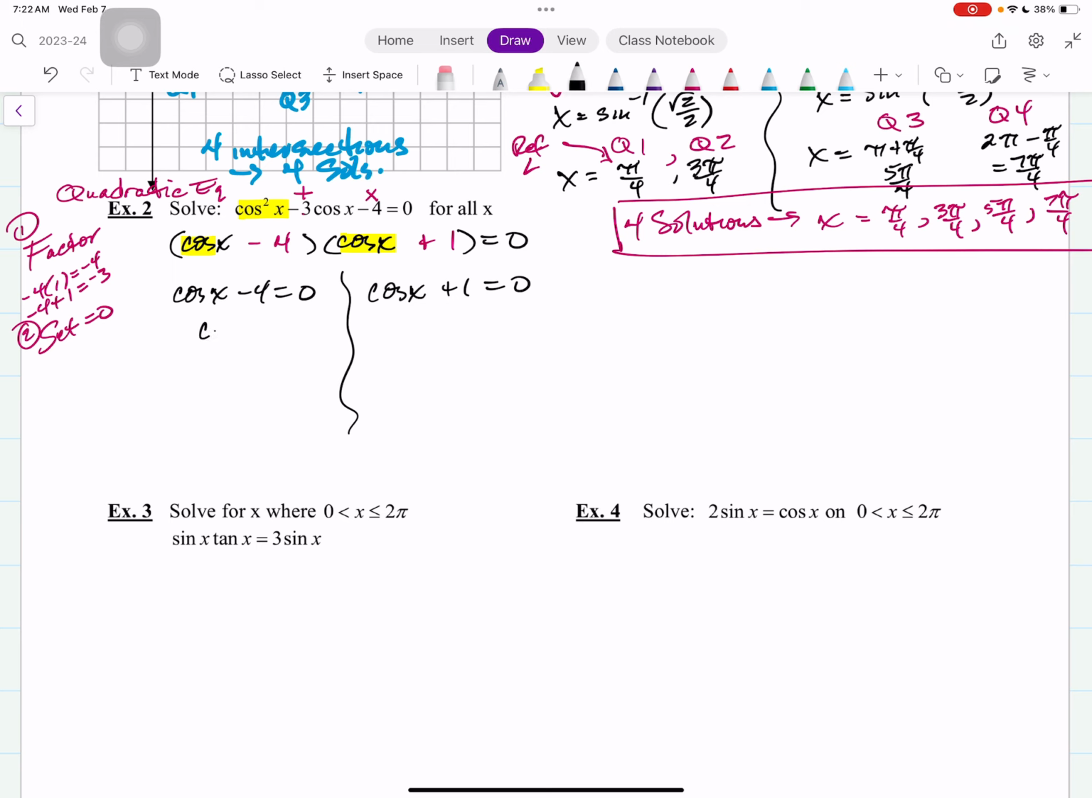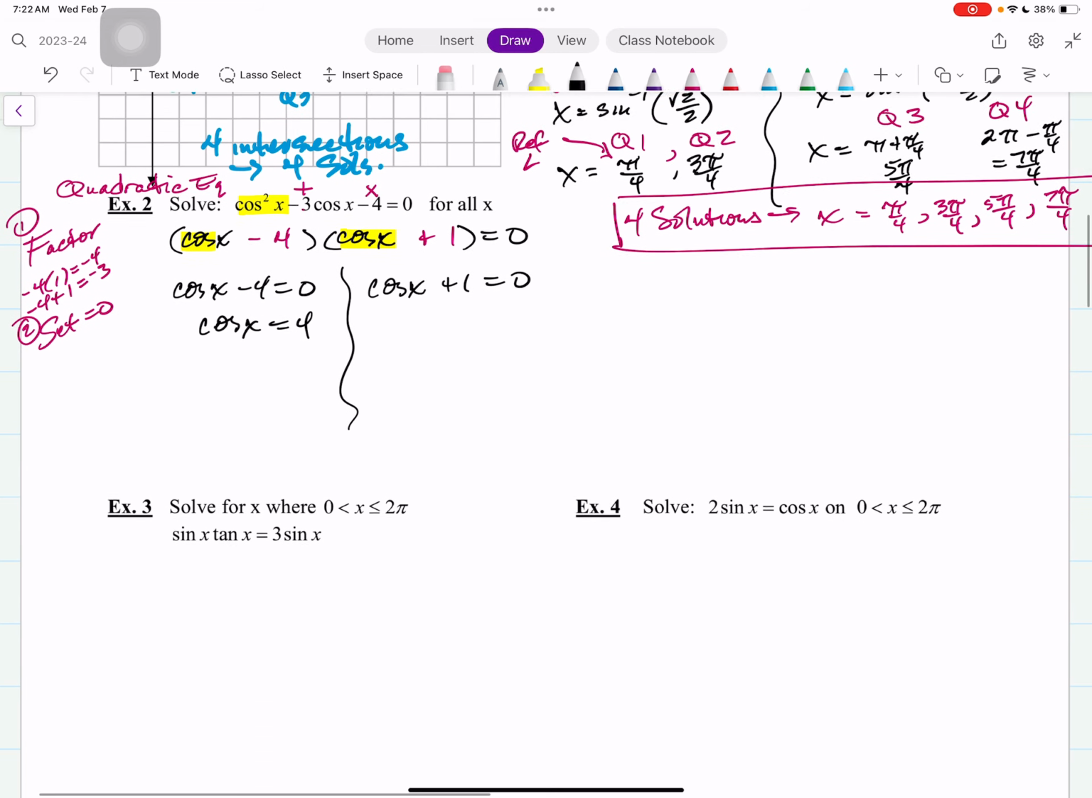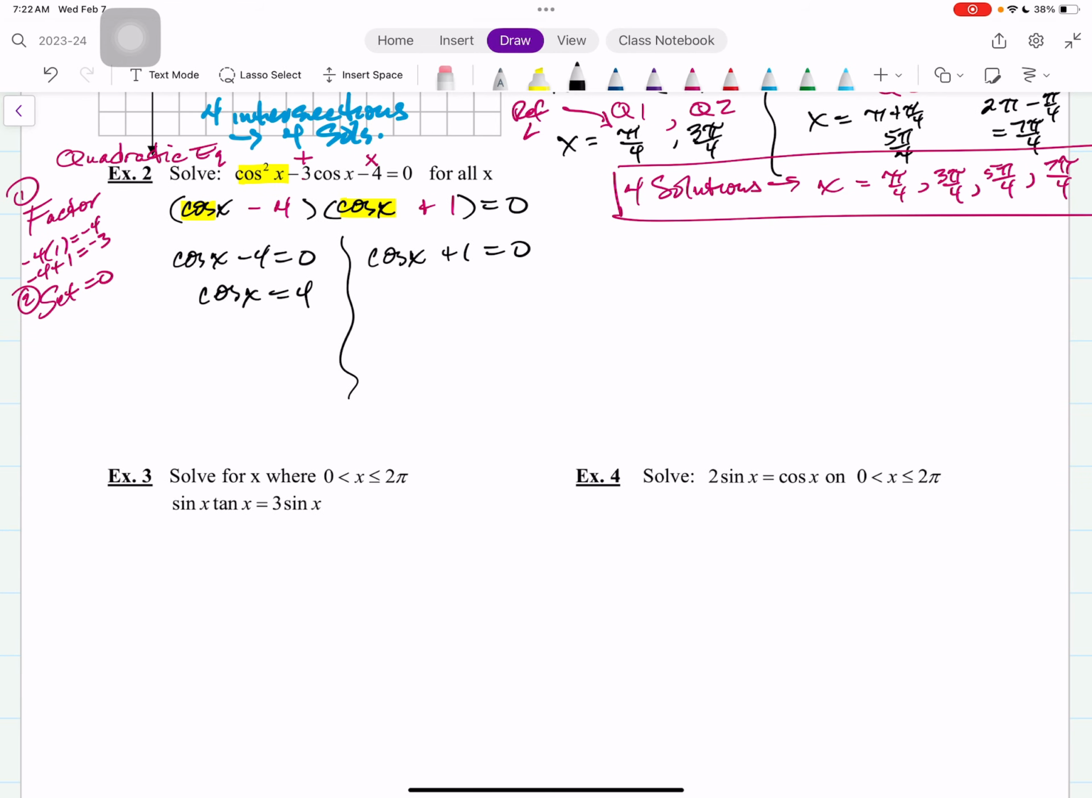Well, this one's a simple one. We've got cosine x equals 4. And you've got to ask yourself, the cosine of what angle gives you 4? And you have to remember that the range of cosine is negative 1 to 1.